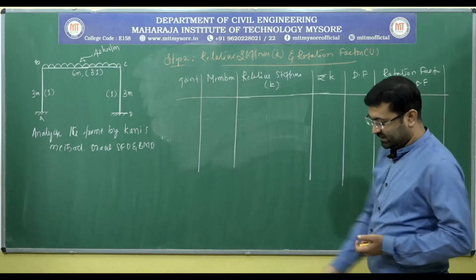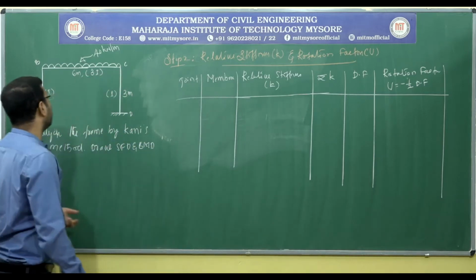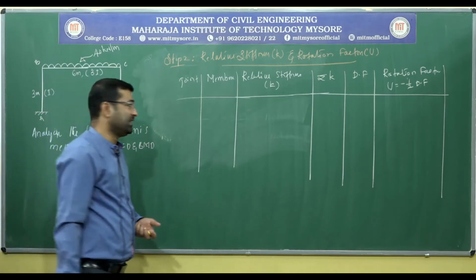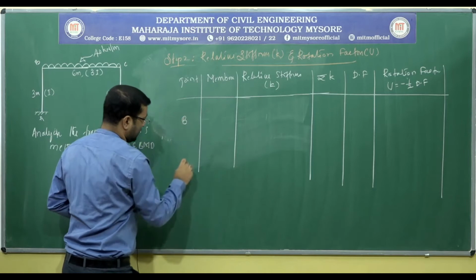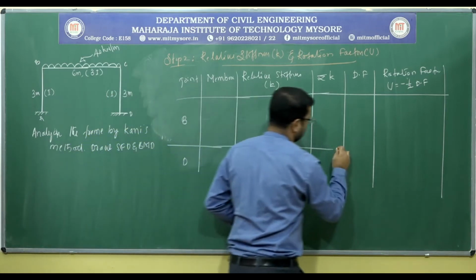relative stiffness. Now here you can see from the given loading diagram, there are two intermediate joints B and C. A and D are the ends, so I am not calculating the relative stiffness or the rotation factors for those two.